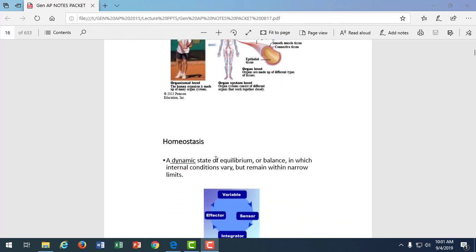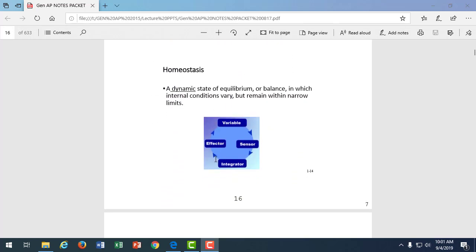Okay, so we have this term that we talk about in anatomy and physiology called homeostasis. Homo means same, stasis means stationary, but the key word here that I've underlined is dynamic. If someone has a dynamic personality, it means they're really outgoing and they're just kind of all over the place, in a good way, you know, changing, not just boring and flat.